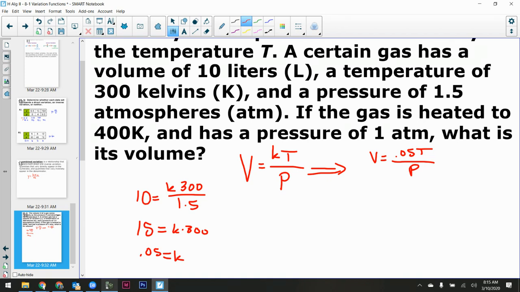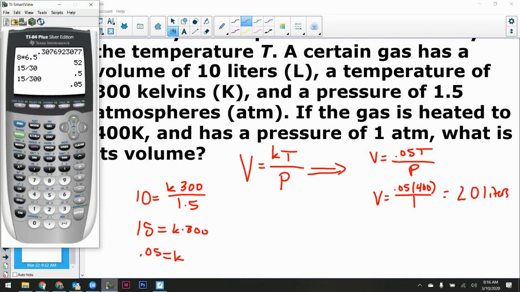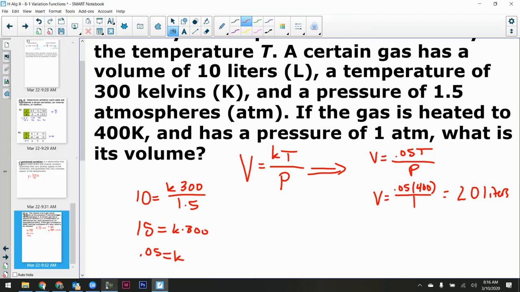If the gas is heated to 400 Kelvin, with a pressure of 1, what's its volume? 20 liters. I'm glad they're using metric. They actually put everything right. Let's use Kelvin.